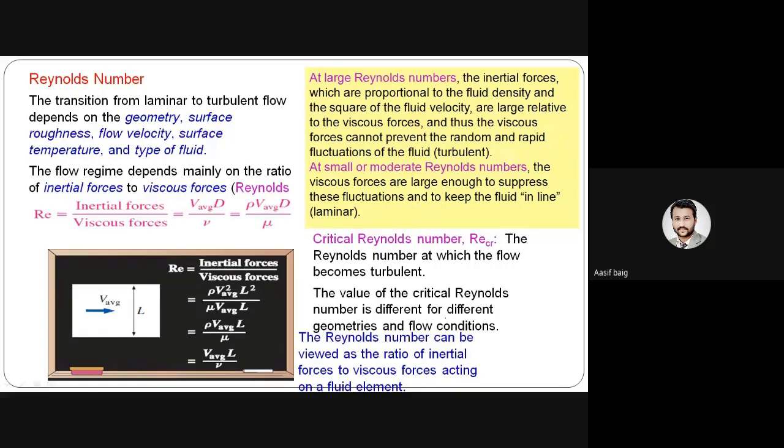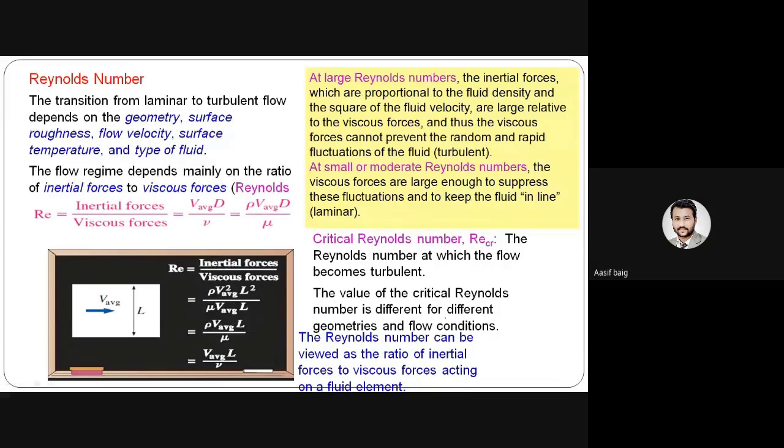So at large Reynolds number, the inertial forces, which are proportional to the fluid density and the square of the fluid velocity, are large relative to the viscous forces, and thus the viscous forces cannot prevent the random and rapid fluctuation of the fluid, which is turbulent. At small or moderate Reynolds number, the viscous forces are large enough to suppress this fluctuation and to keep the fluid in laminar flow.